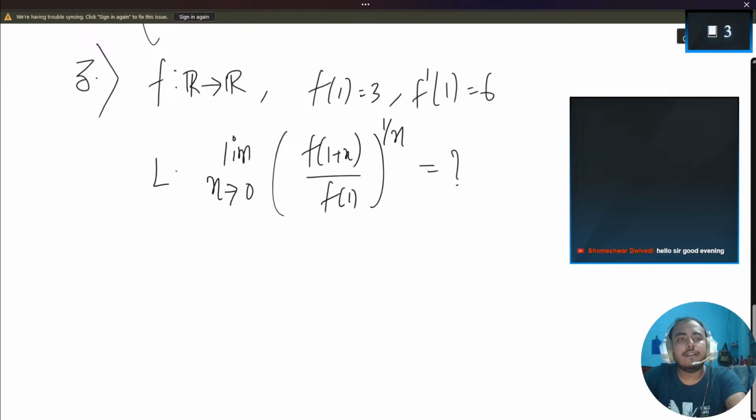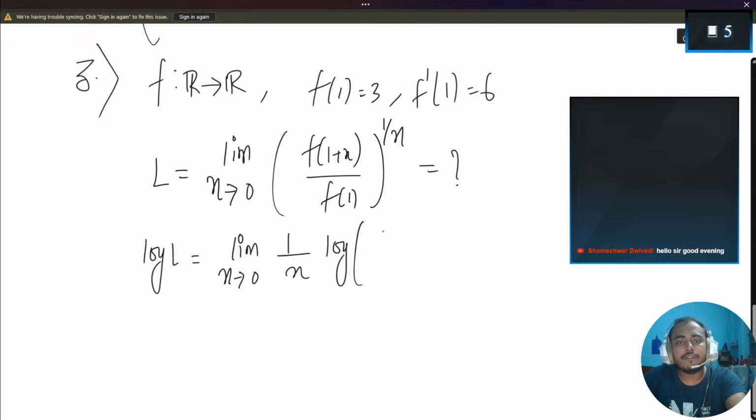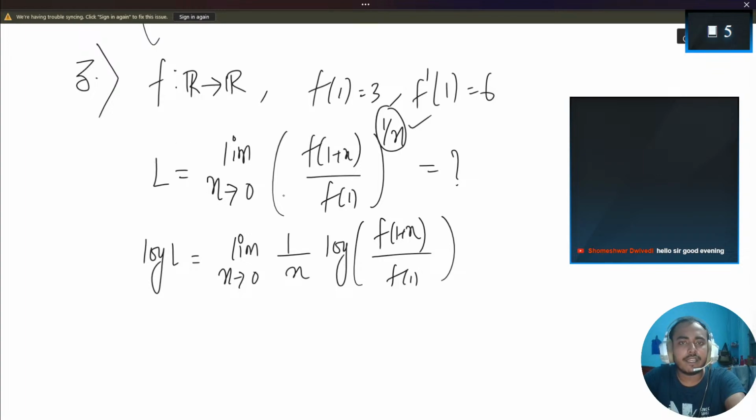Let this limit be L. And if you take logarithm on both sides, log L should be equal to limit x tends to 0, 1 by x, logarithm of f of 1 plus x by f of 1. Now, why did we take logarithm? Whenever you see an exponent, and the exponent basically is a variable, we are obliged to take logarithms on both sides. So assume the limit as something and then just take logarithm. So that whenever you evaluate the limit now, whatever value comes out, you will get the value of log of the limit, and from which you can easily get the value of it, right? This is much easier to deal with.